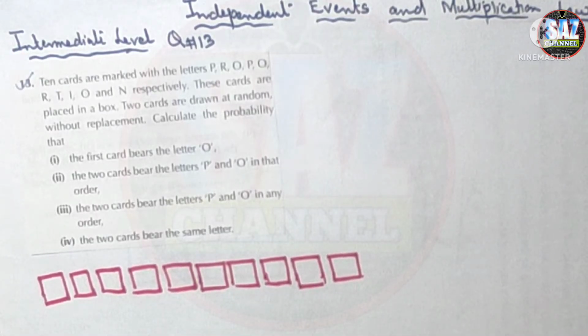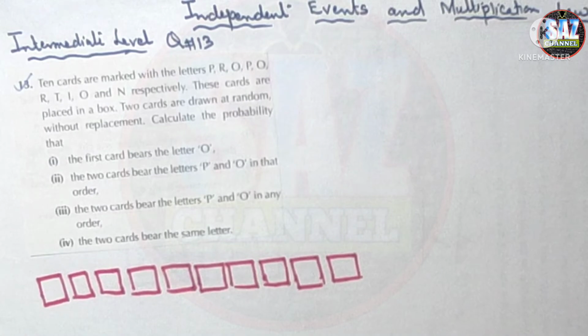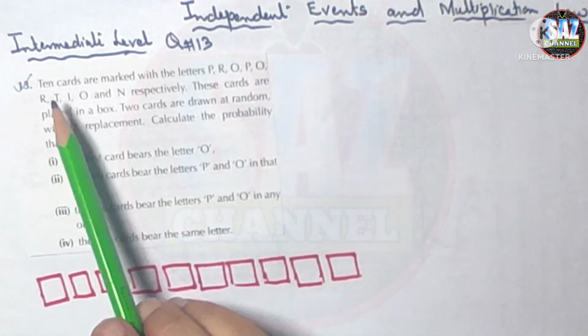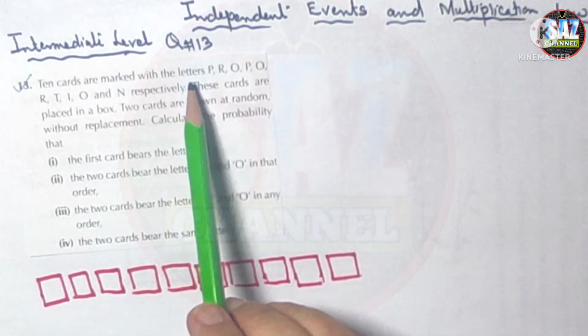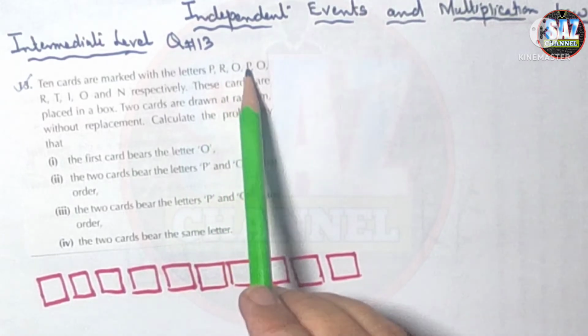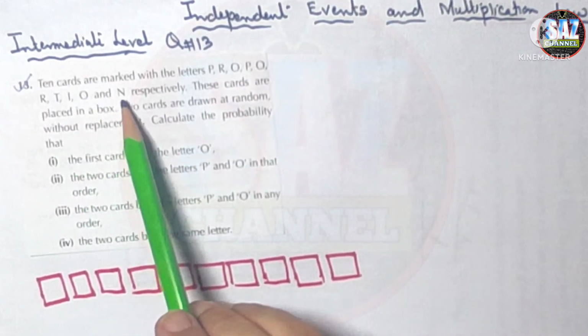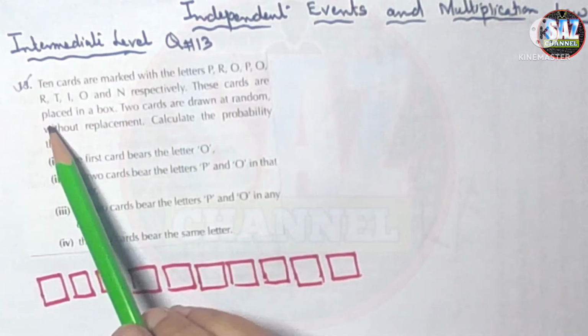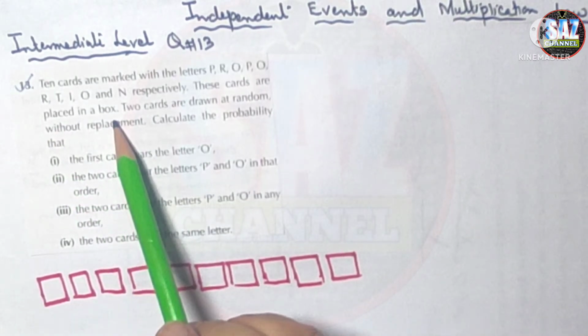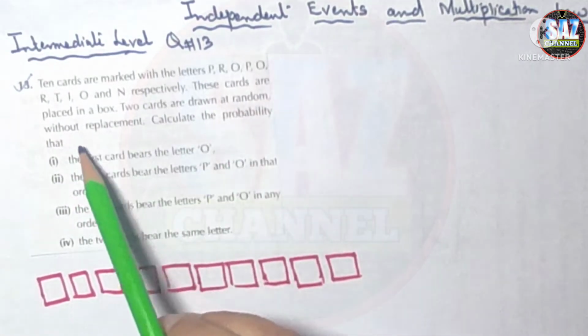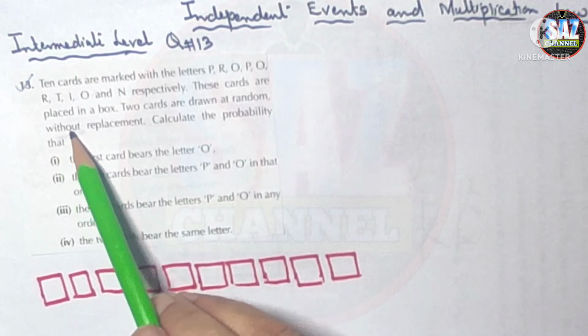Moving to question number 13. Let's read question number 13 first. Question 13 says 10 cards are marked with the letters PRO, POR, TIO and N respectively. These cards are placed in the box. 2 cards are drawn at random without replacement.